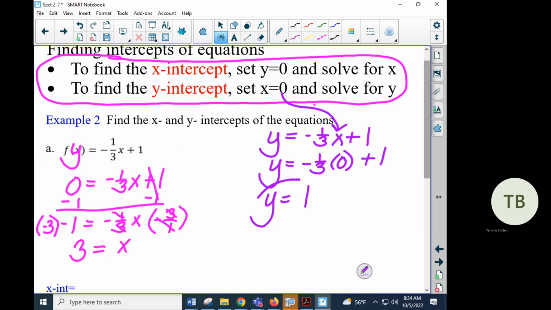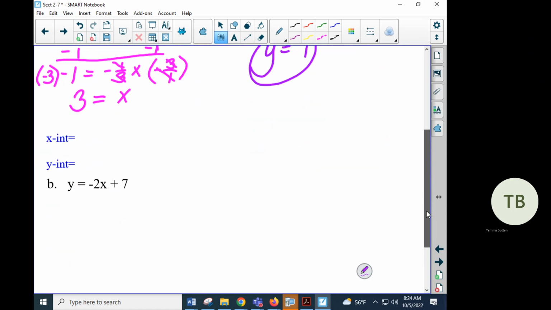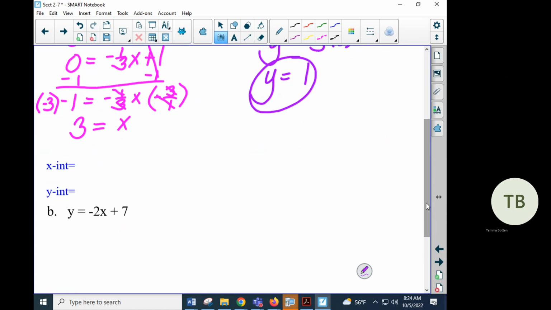Okay. Now, if your line is in slope intercept form, do you get how this is my slope, this is my x, this would be my b? If it is in that form, y = mx plus b, your y-intercept is going to be whatever is at the end, but only if it's in slope intercept form. Okay, so my x-intercept is 3, my y-intercept is 1.